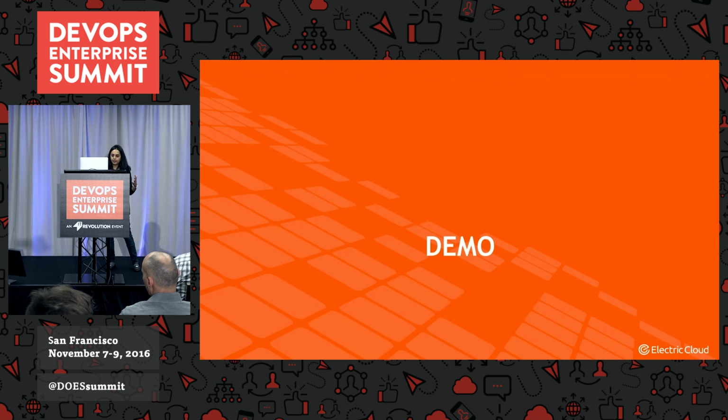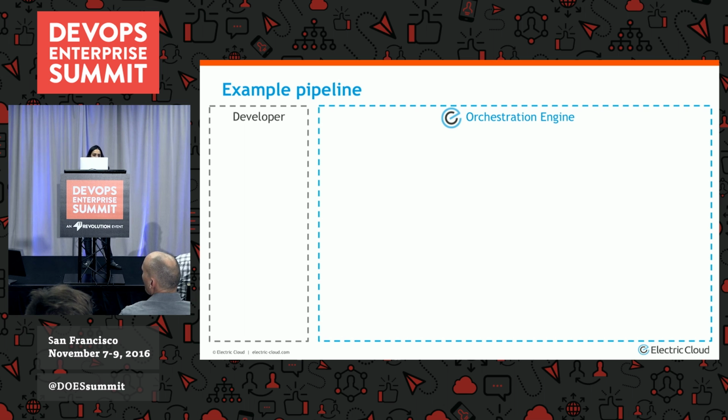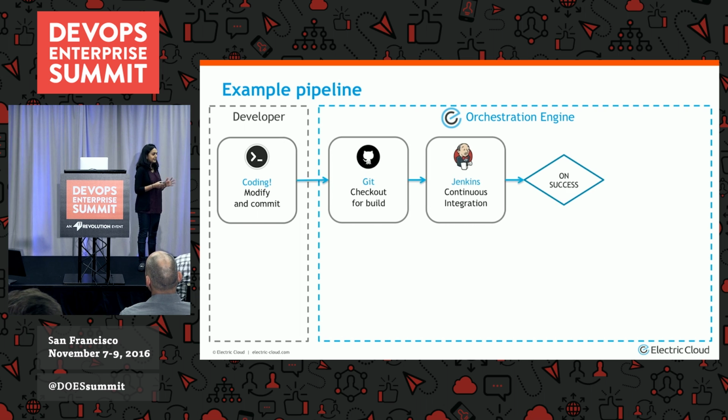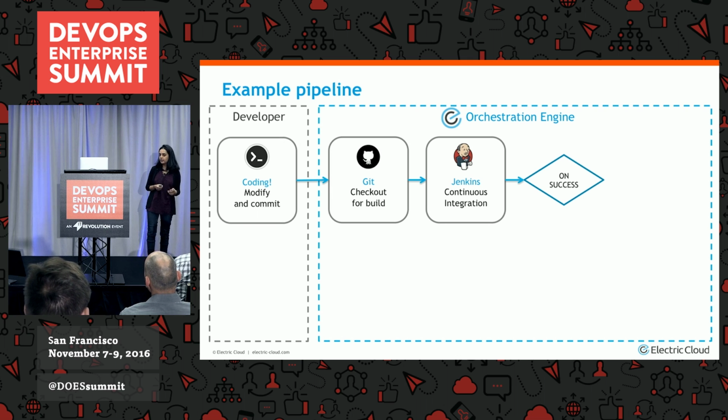All right, enough about the product. Let me move into the demo. So let me give you a quick look at what I will be showing you. So this is just the example of the pipeline, kind of a different view. So we will have a developer doing some coding. They'll modify the application and then commit into my simple application. I'm using Git, so I'll be integrating with Git to check out and build code.